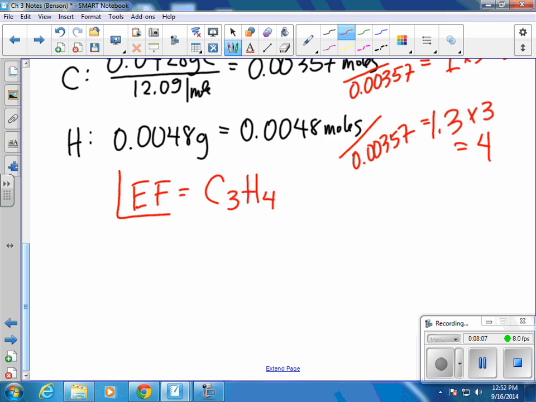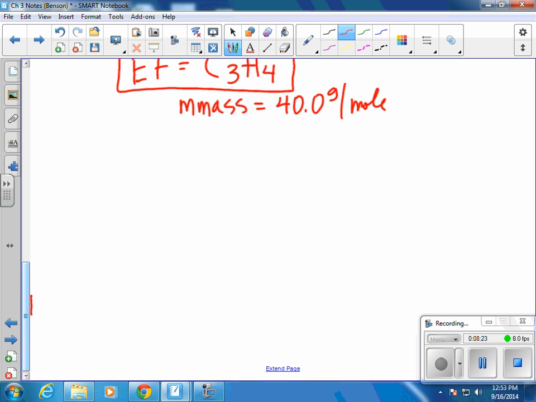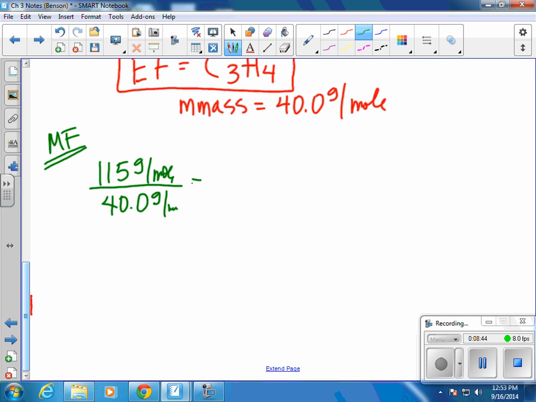C3H4. And the first thing I want to do so I can find my molecular formula ratio is to find the molar mass of this. So I add up 3 carbons and 4 hydrogens, and the molar mass of that is 40 grams per mole. All right, great. They give us in the problem that the mass of the compound is between 115 and 120 grams per mole. So to find my molecular formula, I'm going to use that ratio. I'm going to take the mass that they give me, 115 grams per mole, divided by the 40 grams per mole that I got, and this was equal to 2.9, close enough to 3.